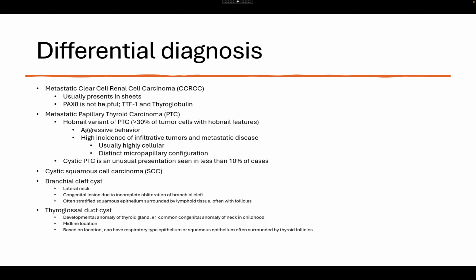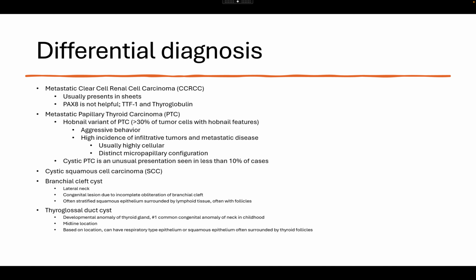Cystic PTC is an unusual presentation seen in less than 10% of cases. Cystic squamous cell carcinoma, branchial cleft cyst, which is in the lateral portion of the neck. It's a congenital lesion due to incomplete obliteration of the branchial cleft, and often stratified squamous epithelium surrounded by lymphoid tissue, often with follicles, and a thyroglossal duct cyst, which is a developmental anomaly of the thyroid gland. It's the number 1 common congenital anomaly.